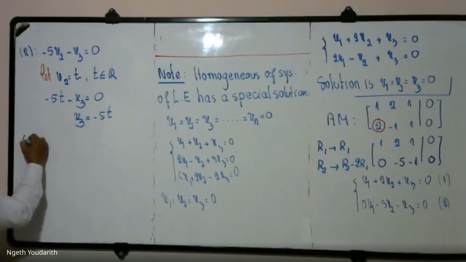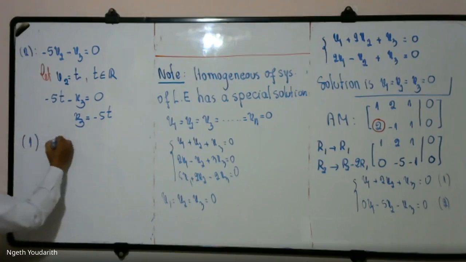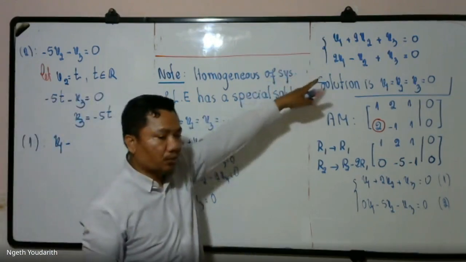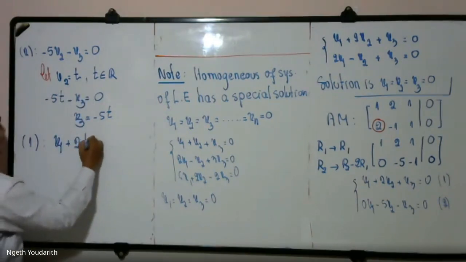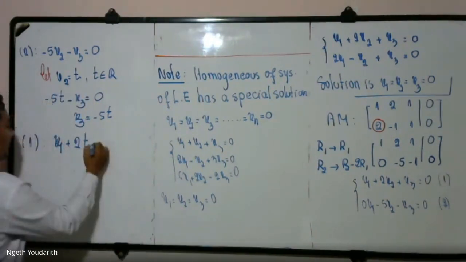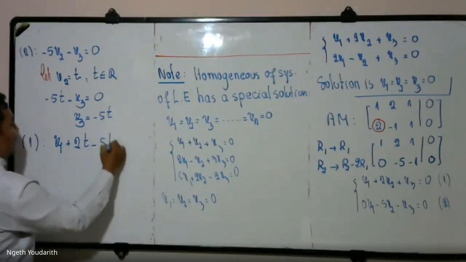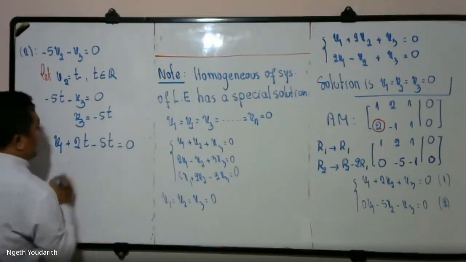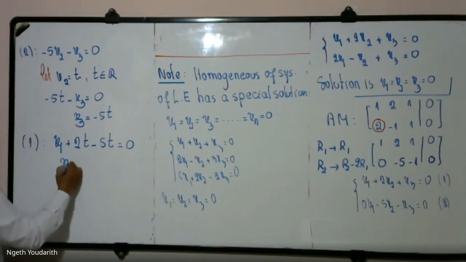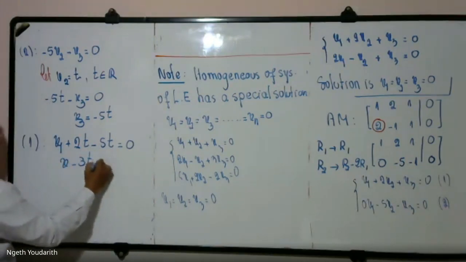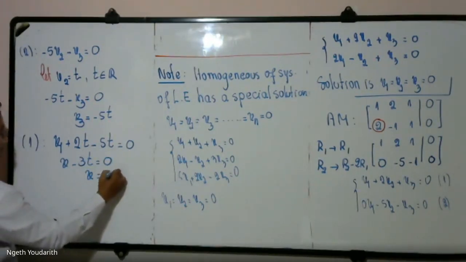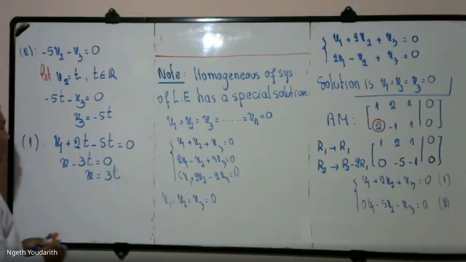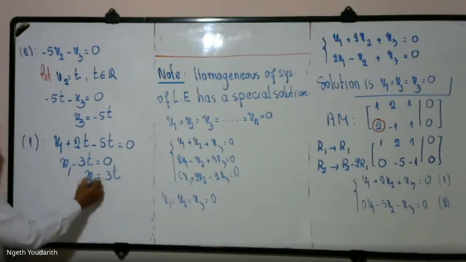I take equation 1: x1 plus 2x2 plus x3 equal 0. x2 is t, so plus 2t, and x3 is minus 5t, equal 0. So I get x1 minus 3t equal 0. So x1 is 3t. Now we have x1, x2, and x3.